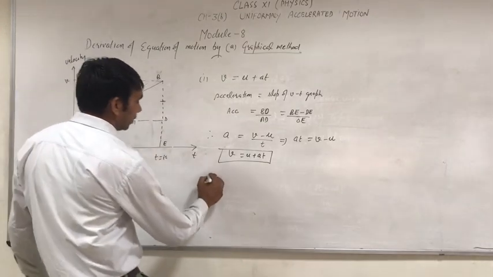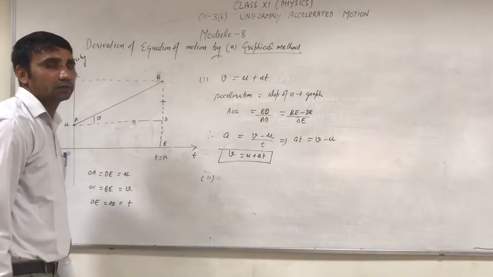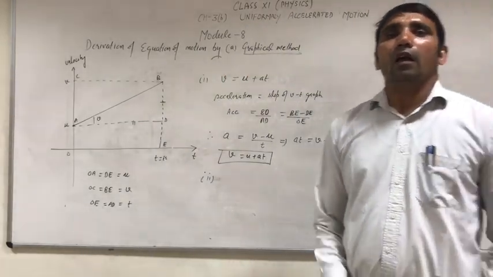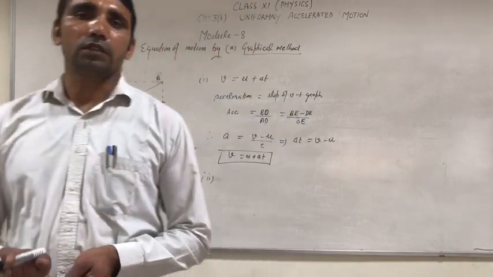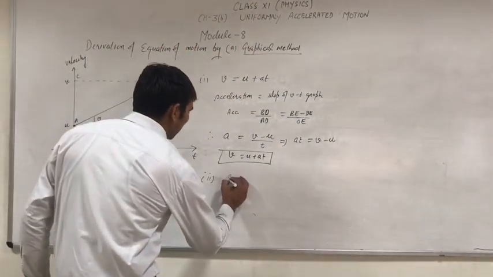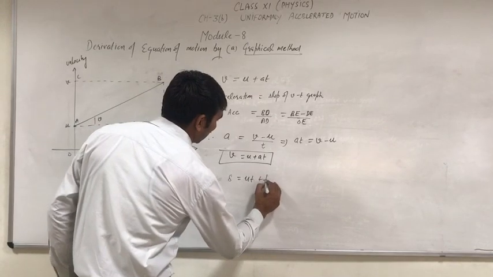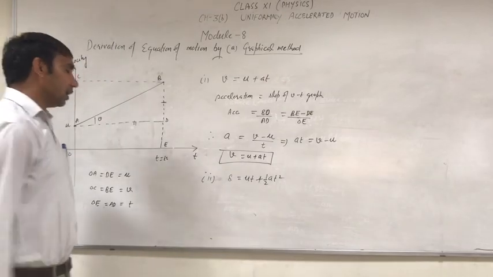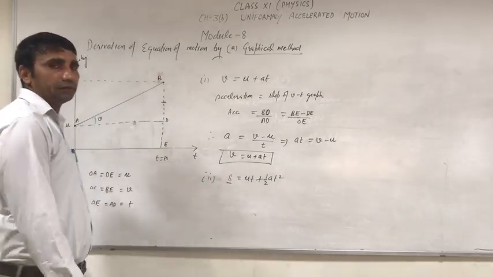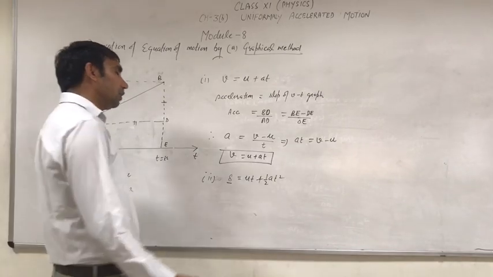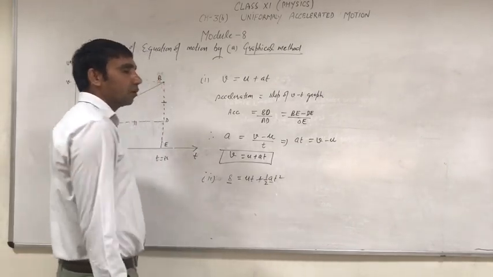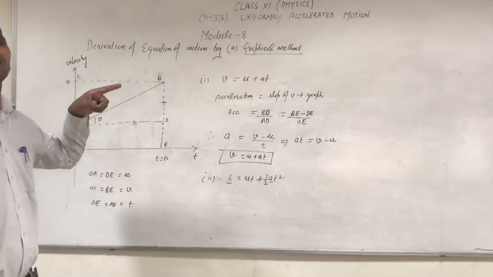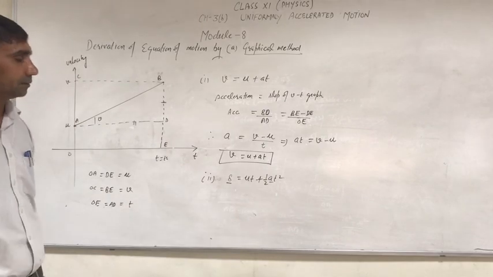Now, the second equation of motion: s is equal to ut plus half at square, where s is the distance covered by the object in time interval t seconds, a is the acceleration of the object while going from A to B, t is the time taken by the object and u is the initial velocity of the object.